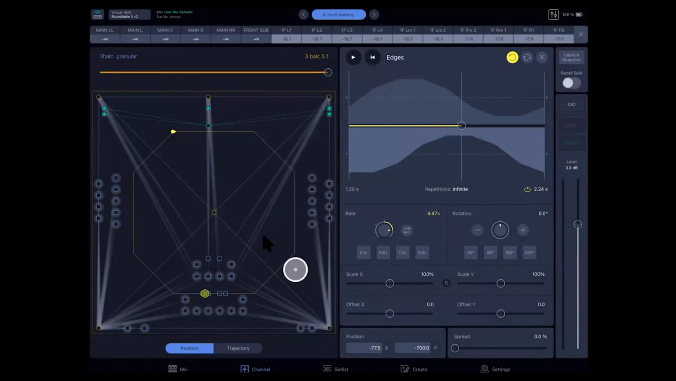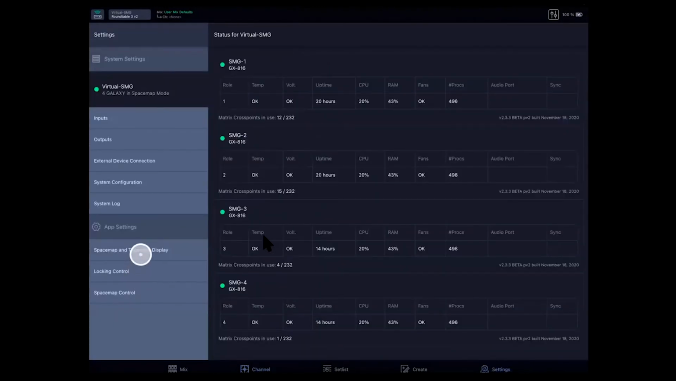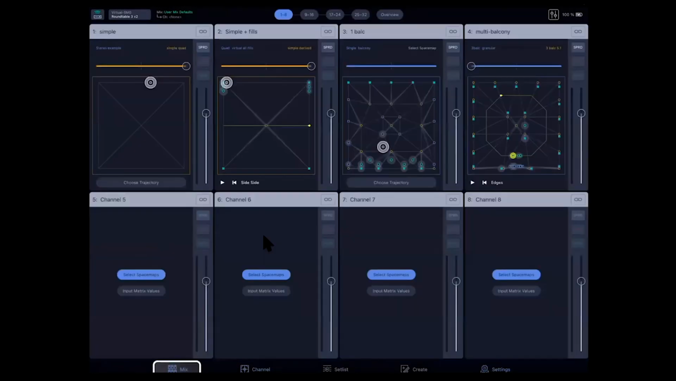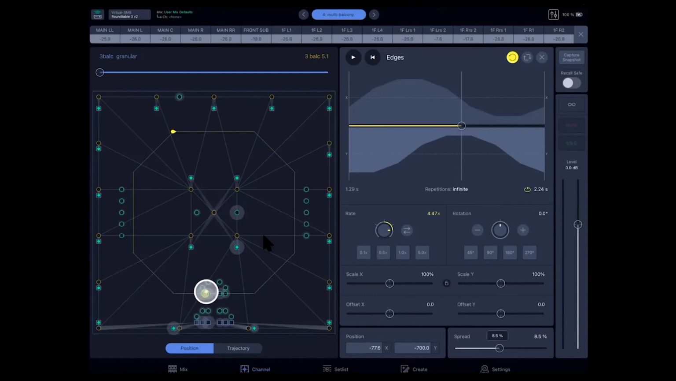If I wanted more granular control, I could use a second space map. And this space map looks a little crazy because it's using derived nodes. And the first thing to note is that we know that it looks crazy, so we've made it a little easier for you. And all you would need to do is hide your derived nodes here. And if you go back into your application, we can then see that this space map looks a lot less crazy. And just to show you all of the speakers in the space, I'm going to increase the spread.